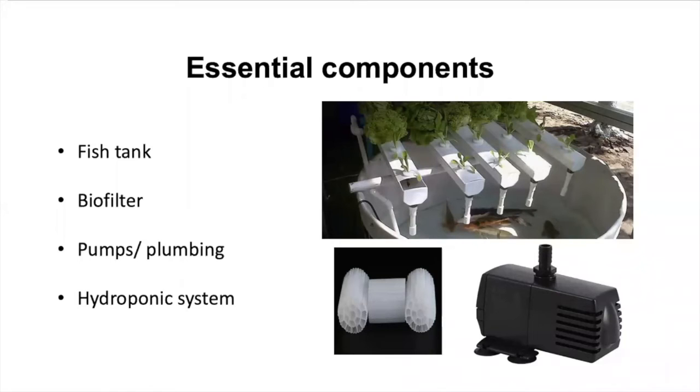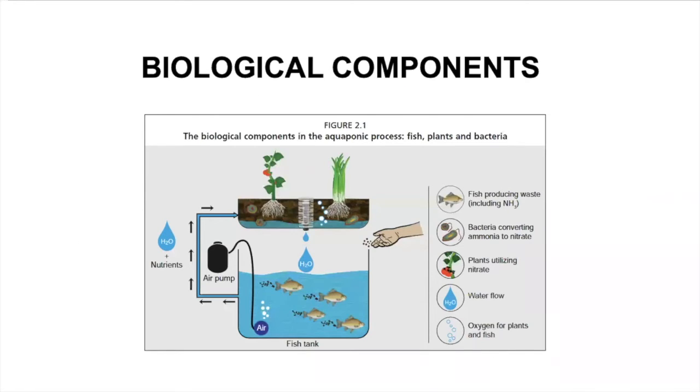Now, let's speak about the essential components. From very basic to more complex systems, all projects must include a fish tank, biofilters, pumps and plumbing, and a hydroponic system. Fish tank will be the place where our fish will live and eat. The waste of the fish will be used by bacteria in order to make nutrients available for the plants. Without bacteria, plants can get intoxicated by the water coming from the fish tank.